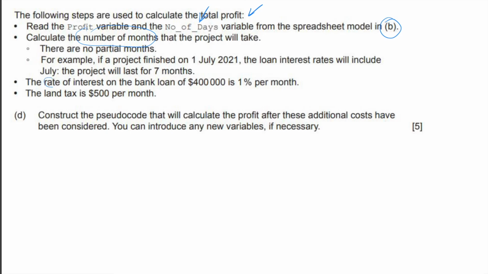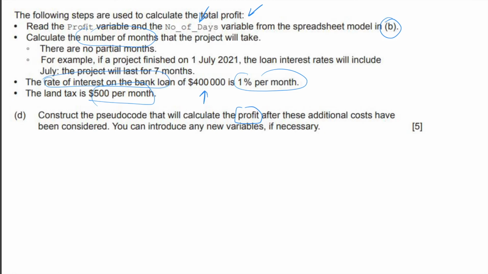The rate of interest on the bank loan of $400,000 is 1% per month, and the land tax is $500 per month. So construct the pseudocode that will calculate the profit after these additional costs have been considered. You can introduce any variables if necessary. So we need to calculate the profit after.